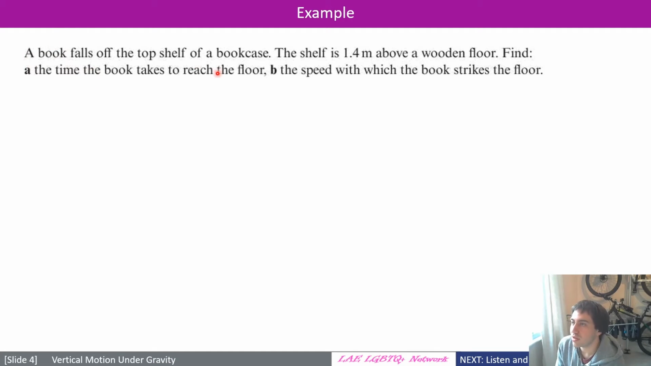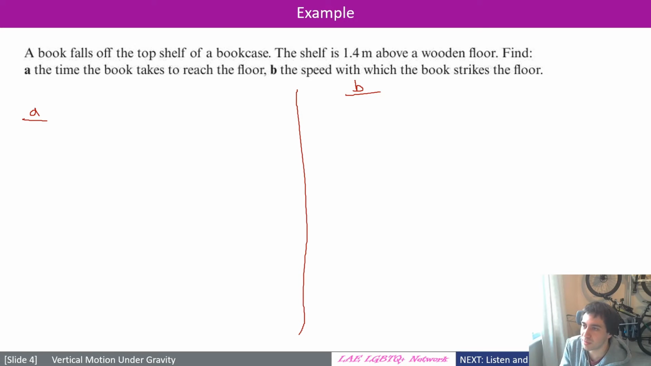Okay, so a book falls off the top shelf of a bookcase. The shelf is 1.4 meters above a wooden floor. Find the time the book takes to reach the floor, and the speed with which the book strikes the floor. Okay, let's divide that up into A and B. I don't know why it matters that the floor is wooden. I guess it's just trying to paint a more exciting picture for us.